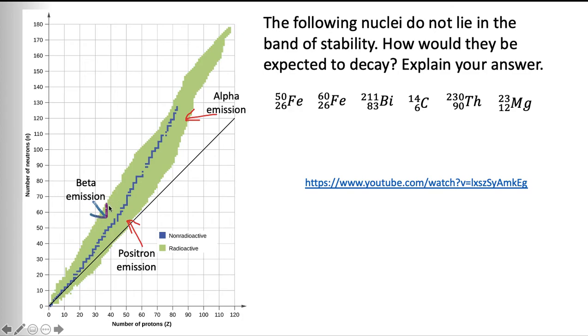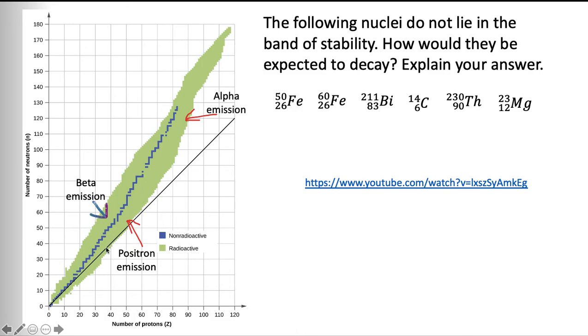And this is what happens when you have isotopes above this blue line, because they have a larger number of neutrons than they need, and therefore to reduce the number of neutrons they convert them to protons. They do that by beta emission, beta decay, because they are expelling a high energy electron from the neutron and converting it to the proton.